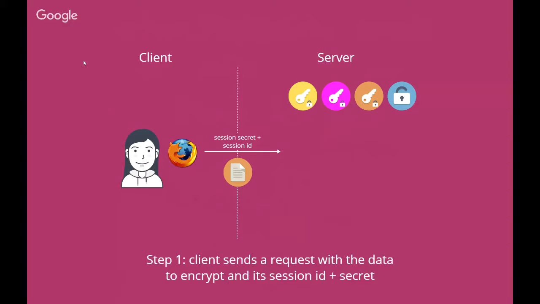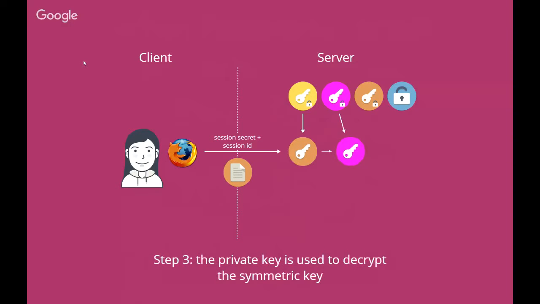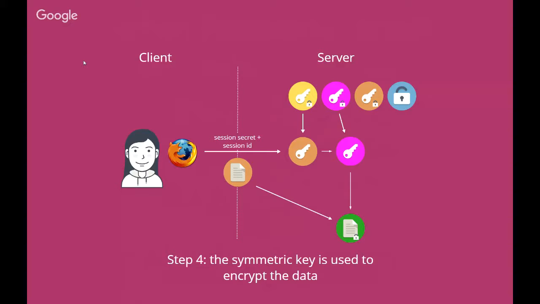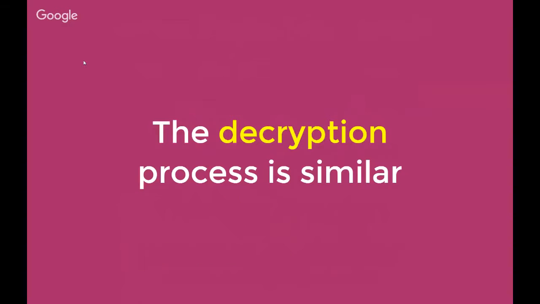The first step will be to decrypt the session private key with the session secret to get the private key. Then we can use this private key to decrypt the symmetric key. And finally, we can use this symmetric key to encrypt the data. And the decryption process is exactly the same.